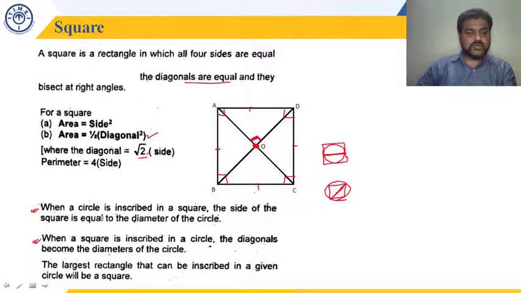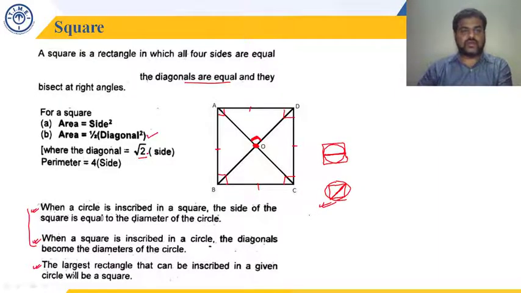Okay, before that example, let's look at one more property here, which is related to these two properties. The largest rectangle that can be inscribed in a given circle is always a square. Okay. So the largest rectangle that you can inscribe in a circle, so we'll focus on this figure, is always a square. Fine.